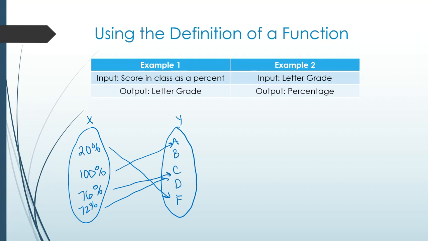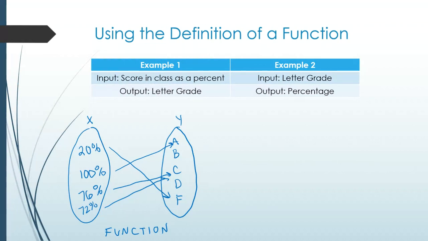So every score has only one letter grade associated with it. And so that makes it a function. Because if you know what your score is, you know what your letter grade is. Because there's only one possible choice there.